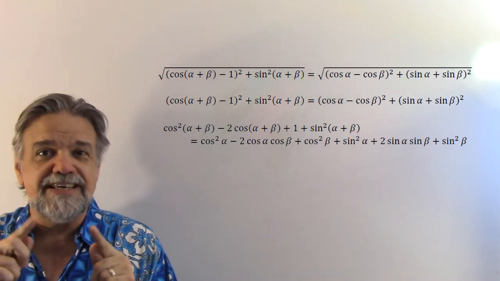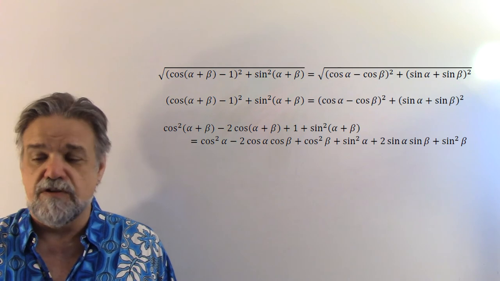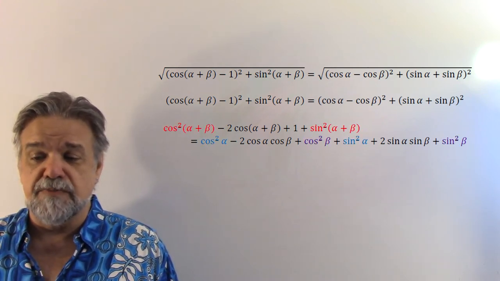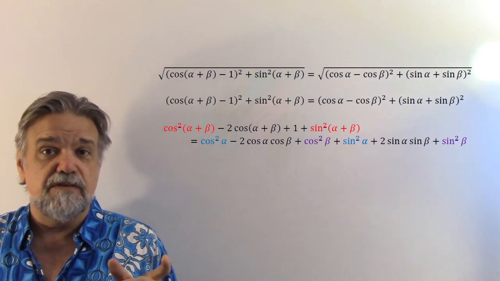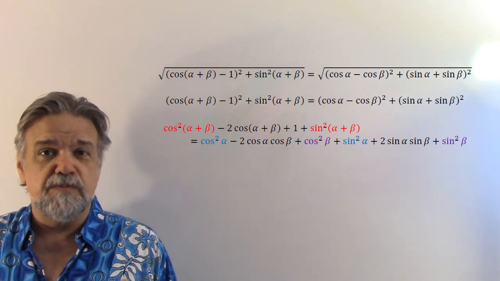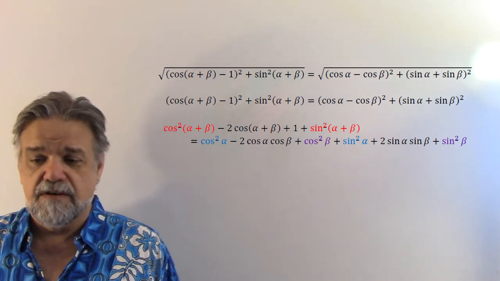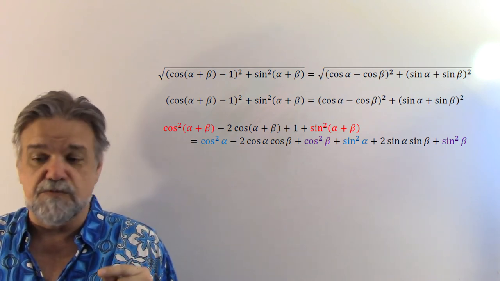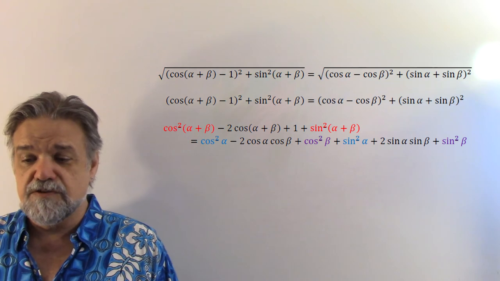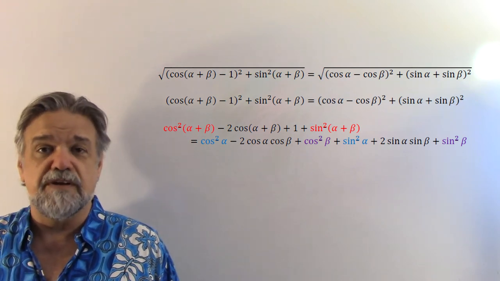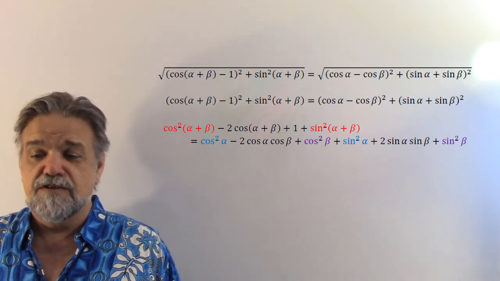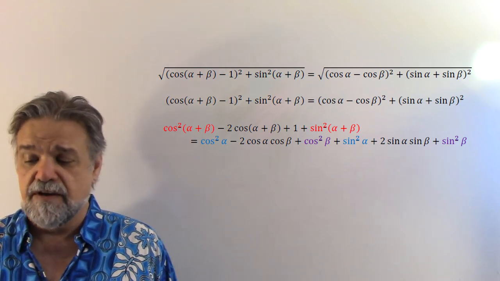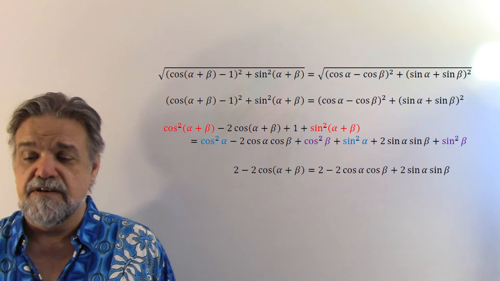But actually, it's not, because look a little closer. What you have is the cosine squared of alpha plus beta plus the sine squared of alpha plus beta. Cosine squared plus sine squared, that's just one. You have the cosine squared of alpha plus the sine squared of alpha, that's just one. You have the cosine squared of beta plus the sine squared of beta, that's just one. So those three pairs of terms there just turn out to be one, and we get a much neater equation there.